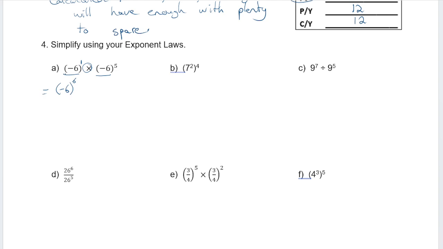B, we have our power rule. This is a power to a power. So power to a power rule says we take our base and then we multiply the exponents. So 2 times 4 is 8. So we've had product rule for A, power of a power rule for B, and then we have quotient rule for C. When we're dividing powers with the same base, we subtract the exponents. So this is just 9 to the power of 7 minus 5, which is 2. And we could write that out as 81 if we wanted to.